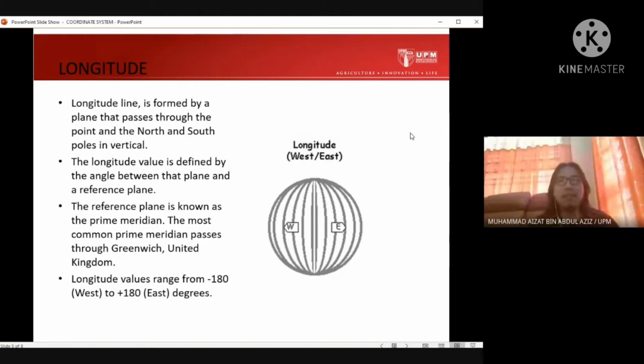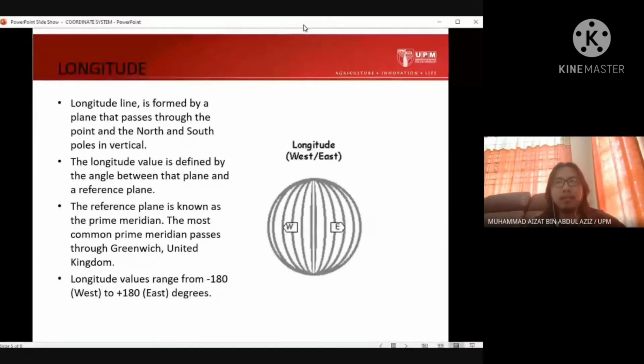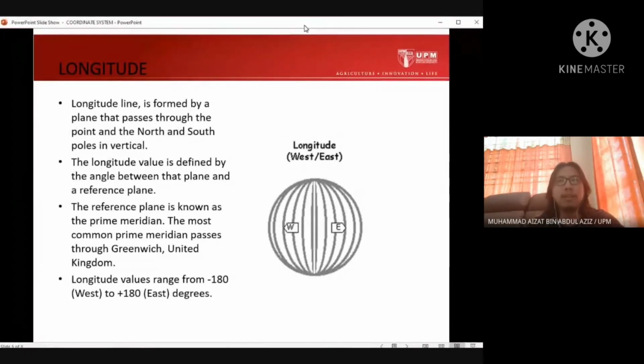Okay, next is longitude. A longitude line is formed by a plane that passes through the point and the north and south poles vertically. The longitude value is defined by the angle between the plane and a reference plane. The reference plane is also known as the prime meridian. The most common prime meridian passes through Greenwich, United Kingdom. Longitude values range from negative 180 west to positive 180 east degrees.